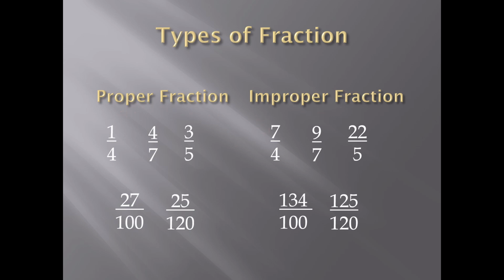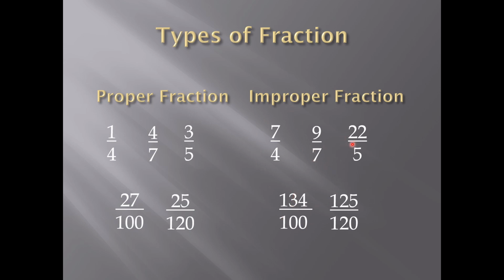Well, for the proper fraction, you can see here that the numerator is always less than the denominator. See? 1 is lower than 4 and 4 is lower than 7. Same is true for the other numbers. While for the improper fraction, the number in the numerator is higher than the number in the denominator. See that 7 is of course larger than 4, while 9 is larger than 7, and 22 is larger than 5, and so on and so forth.